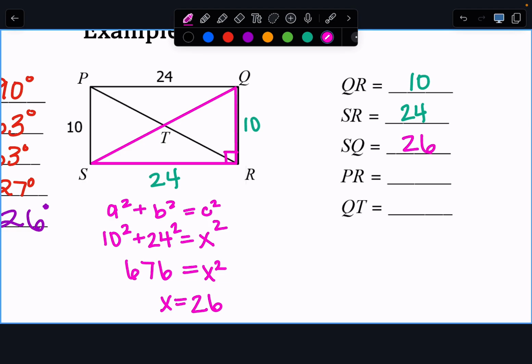What is PR? Yeah, also 26. How about this cutie pie right here? 13 because they get bisected. QT is a QT. Did you get it? Yeah. I felt pretty good about that one.